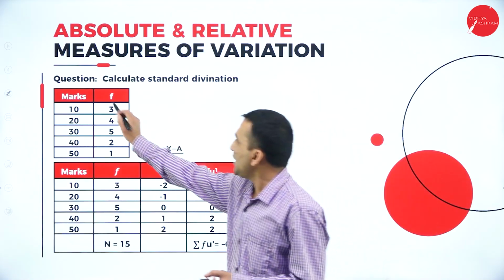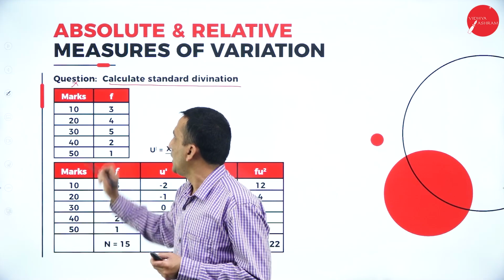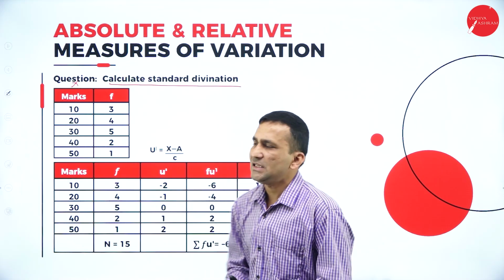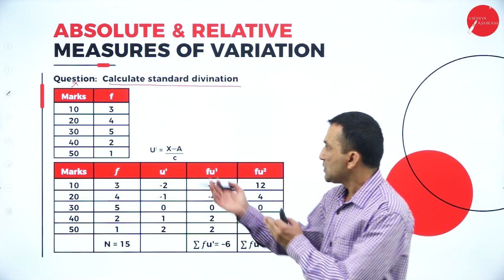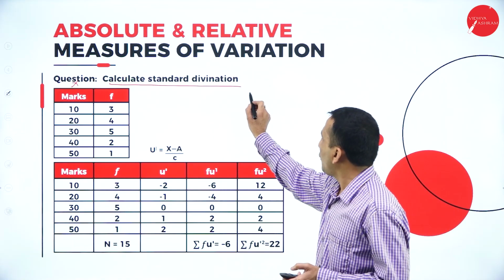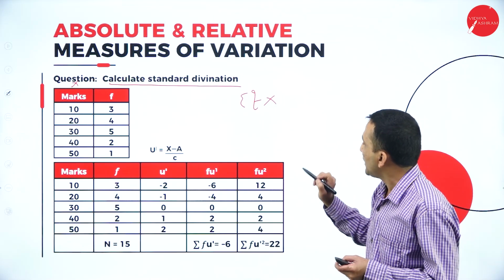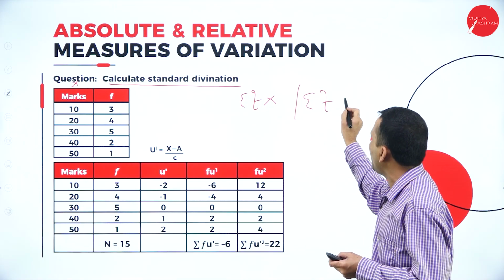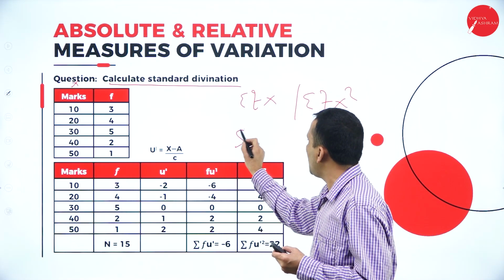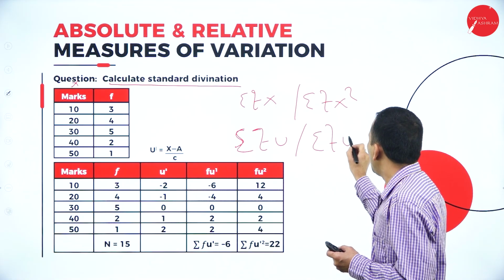Moving forward, here is one example: calculate the standard deviation. Here the x series is given and the frequency observations are also given. Seeing the problem, we can understand this is discrete grouped data. So I need to construct the table according to the formula. We need fx: in the direct method this is required, and in the direct method fx square is also required. If you solve using step deviation, sigma fu or sigma fu dash is required.